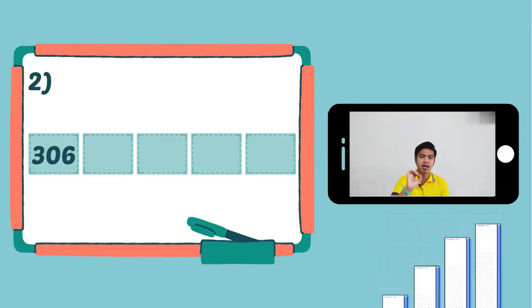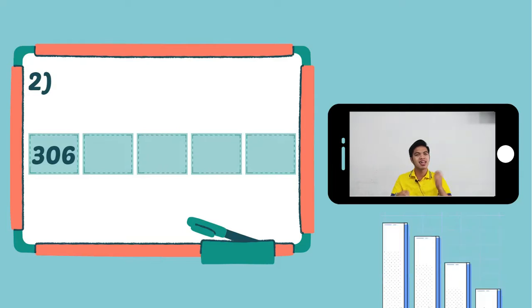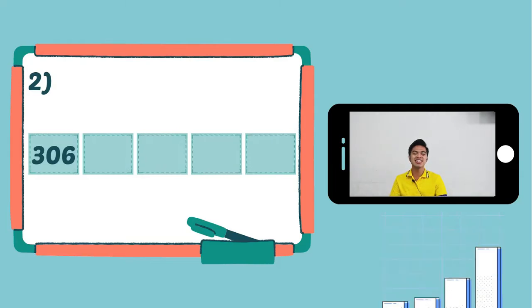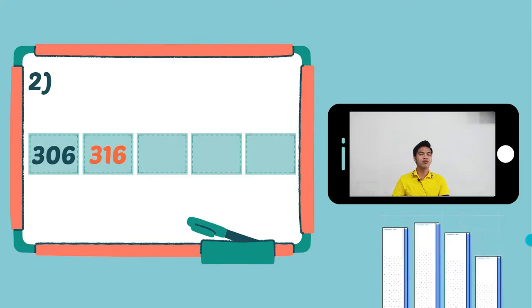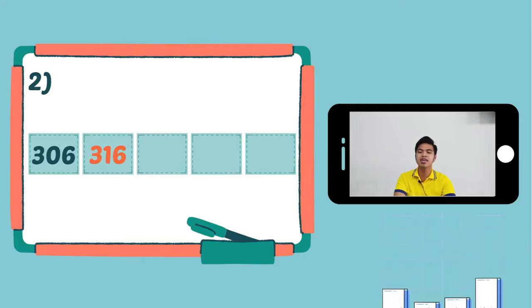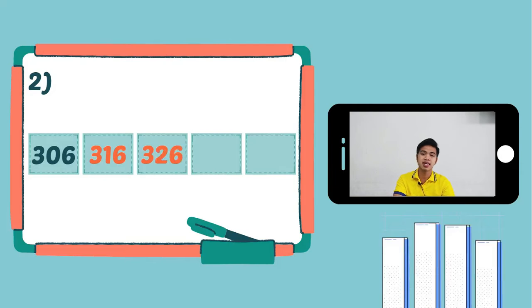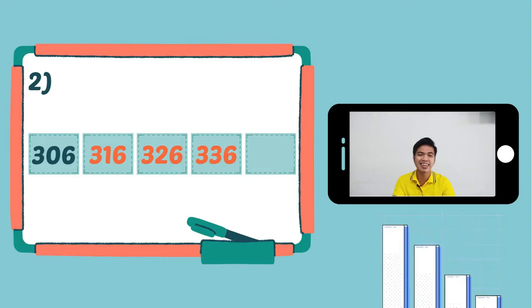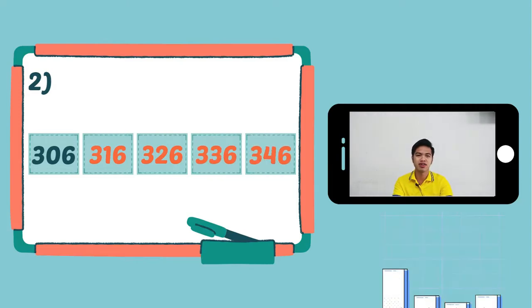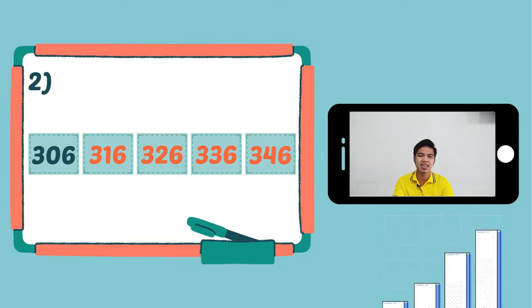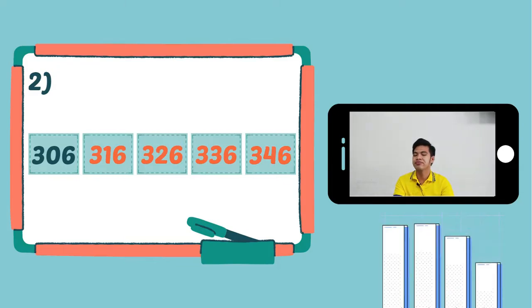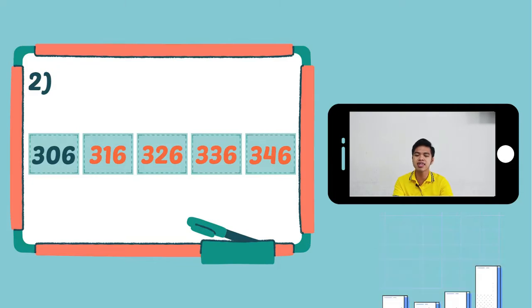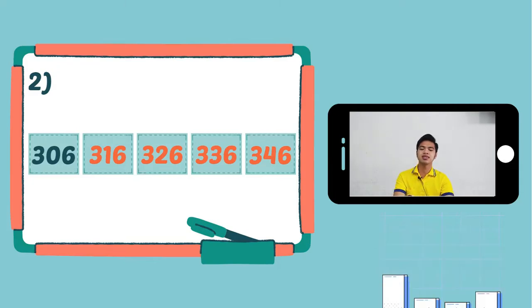So 306 plus 10 equals, the answer is 316. So we will do the same thing. 316 plus 10 will be 326. And then 326 plus 10 equals 336. And then 336 plus 10 will be 346. So that is it. Plus 10 again and again. So here, our sequence will be 306, 316, 326, 336, and 346.